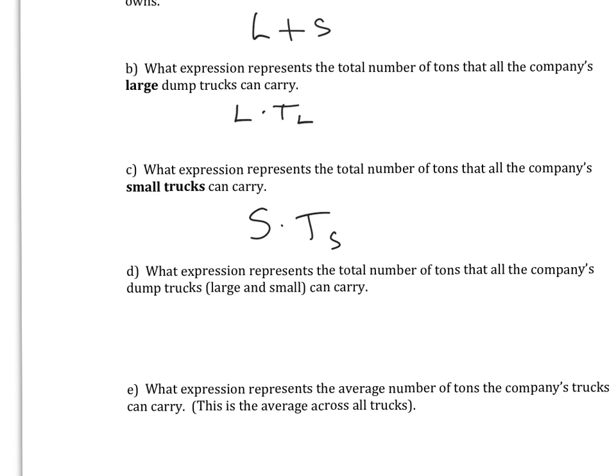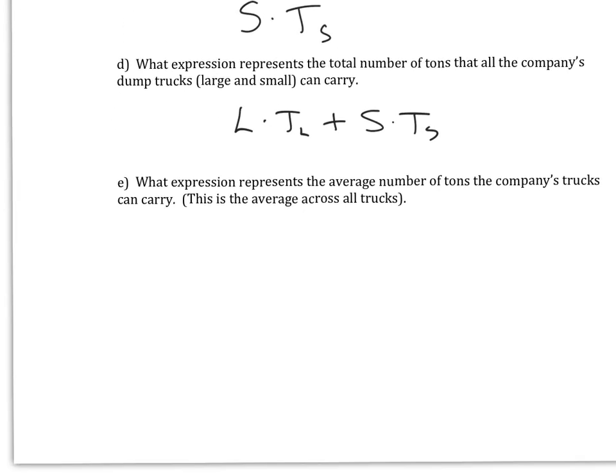The total number of tons that all the company's dump trucks can carry, we have to combine the expressions from B and C. So we have L times T sub L plus S times T sub S, and that gives us the total tonnage for the company's fleet.